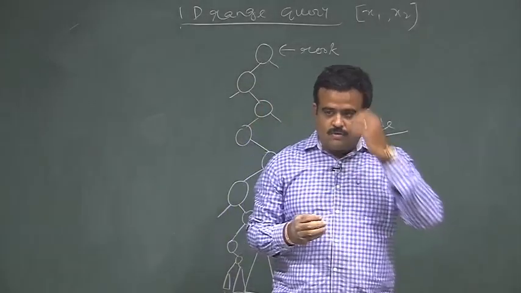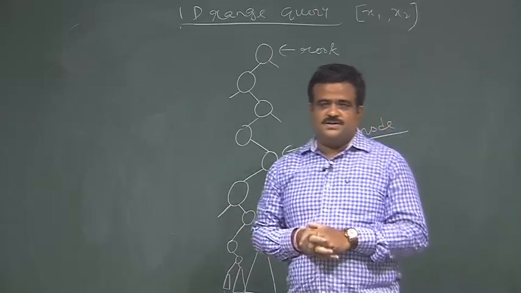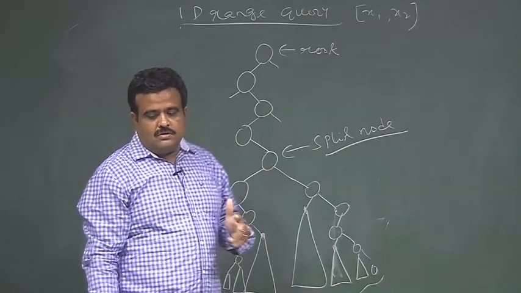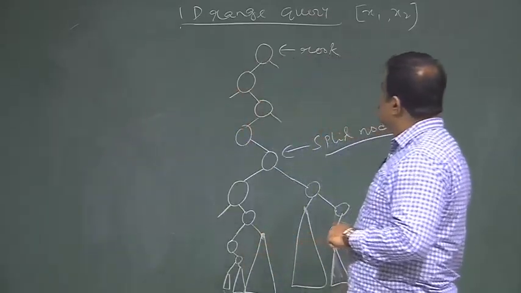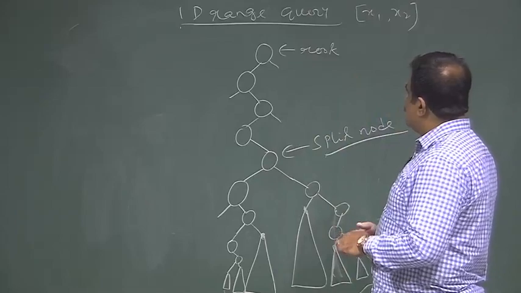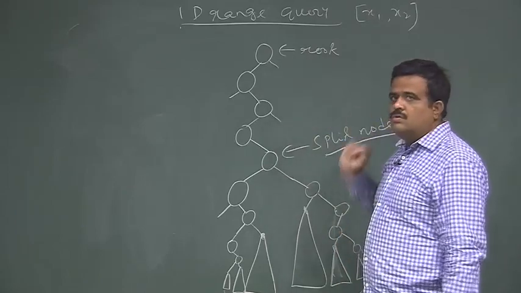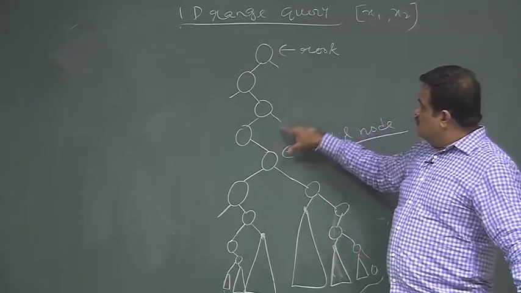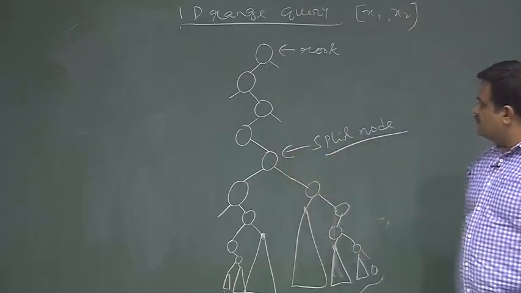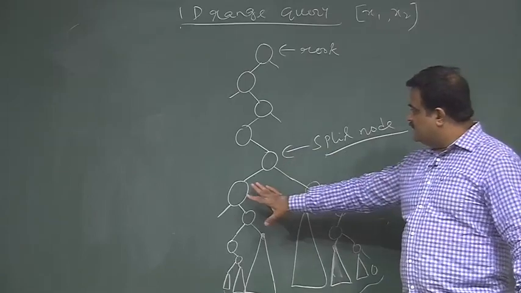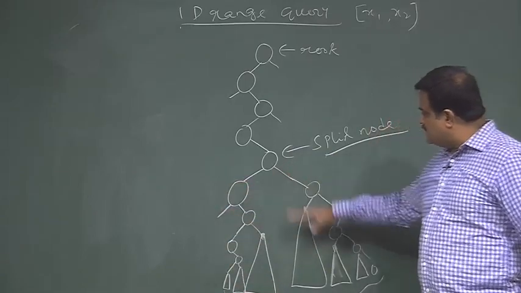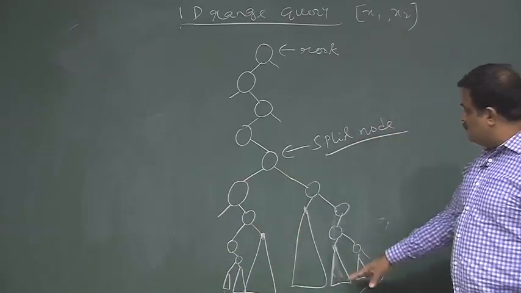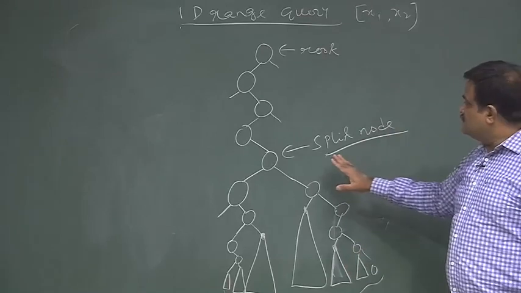Okay, so we are talking about the 1D range search tree, 1D range search. This is the continuation of the last class. So the idea is to start with the root of the 1D range tree, and we continue until we reach a split node. Split node means there is something interesting in the left part and something interesting in the right part. That means there are some nodes in the left part which are in the range and some nodes in the right part also which are in the range. This is called a split node.